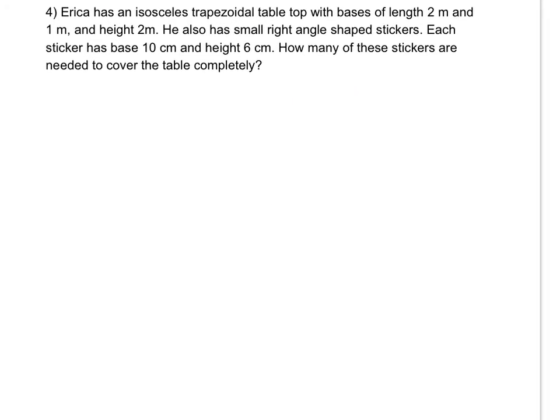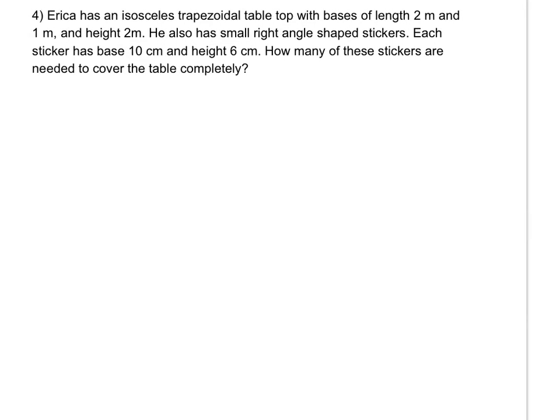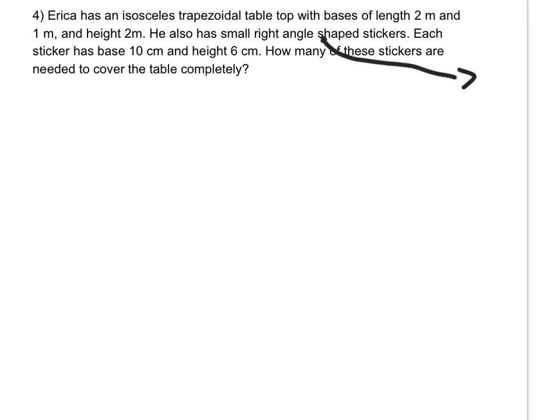So Erica has an isosceles trapezoidal tabletop with bases of length 2 and 1 and height 2. She also has right-angled triangle shaped stickers, that should say. Okay, so I'm going to just put a little note here. Excuse that for a second. Right angle triangle. That doesn't look very tidy. Let me clean that up.